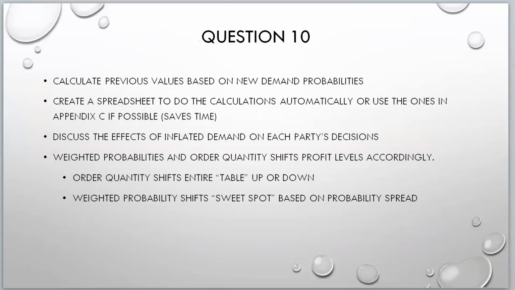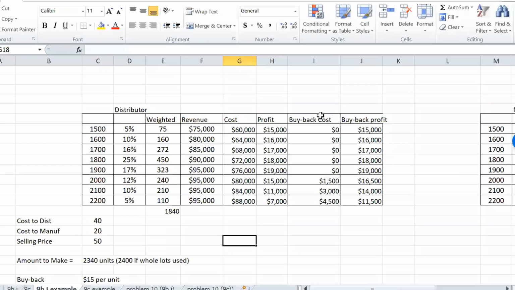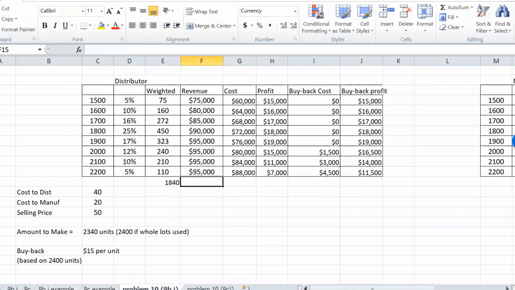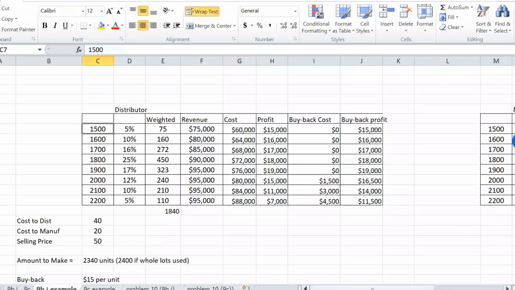And so in question 10, the question is basically they ask you to discuss the effects of inflated demand on each party's decisions. So I'm going to pull up this spreadsheet. This is going to be pretty obvious, but if we increase the amount, I'm just going to toss in an arbitrary amount. Okay, let's ignore the buyback. What's it going to do to profit here?